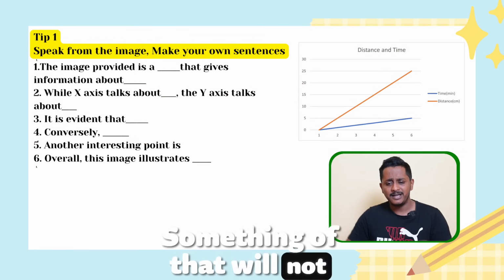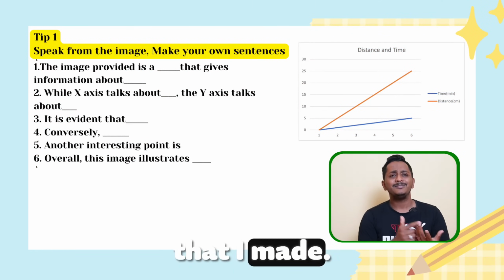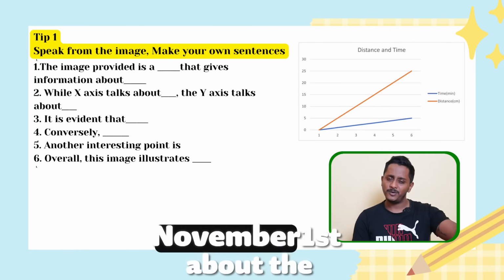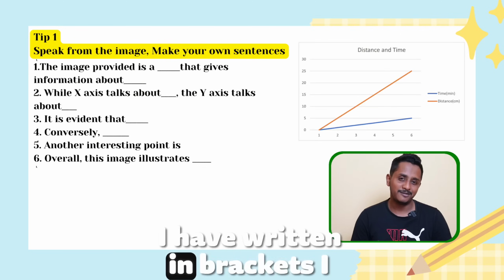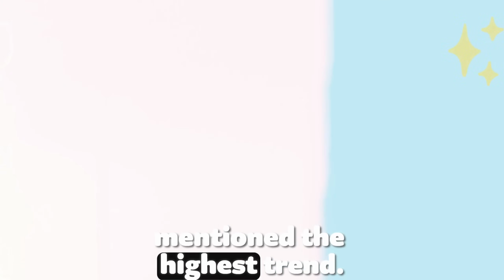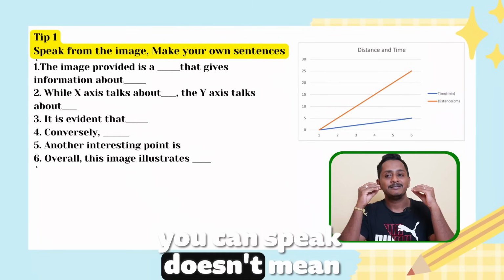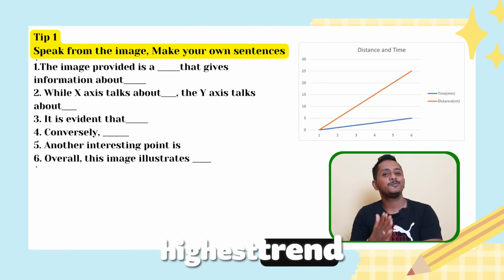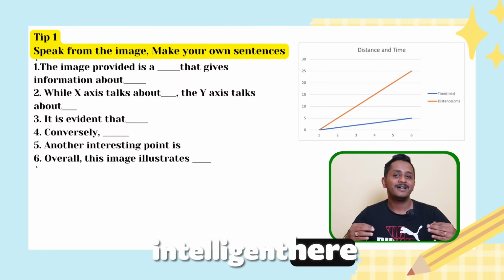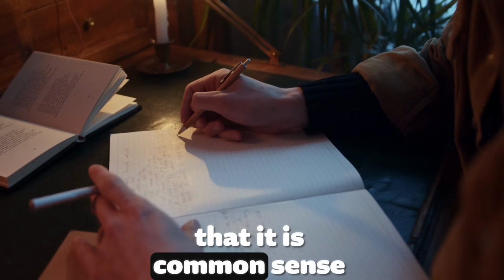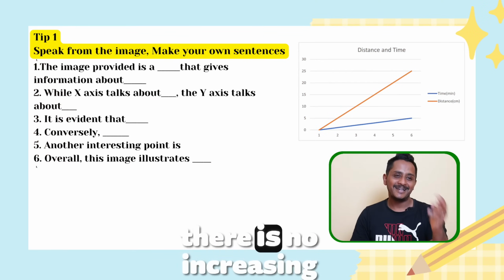Simply saying it is evident that highest is this, lowest is this, something of that will not give the marks. In my first video that I made on October 31st or November 1st about the update, I had written in brackets, I mentioned the highest trend. It is just to give you an indication what you can speak. Doesn't mean that you have to speak highest trend. I'm sure people are very intelligent here who can easily understand that it's common sense.